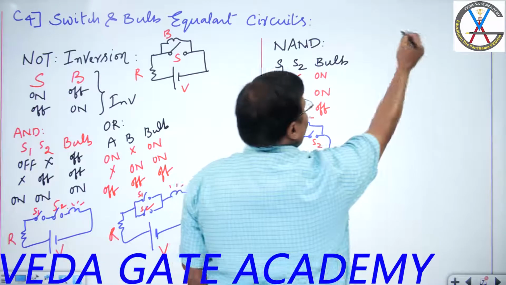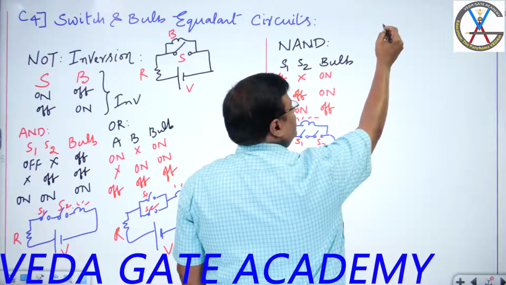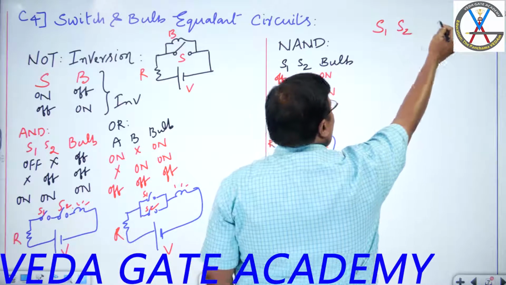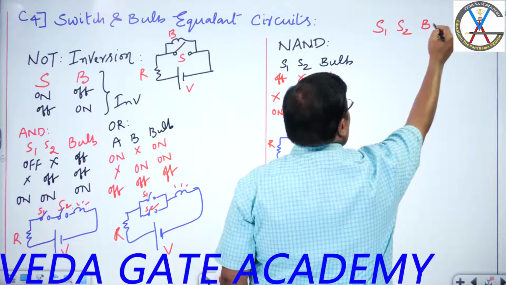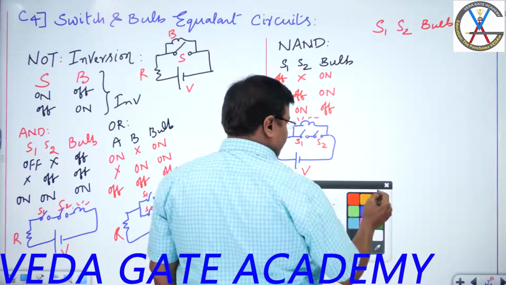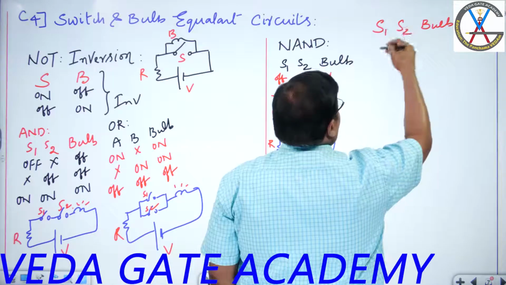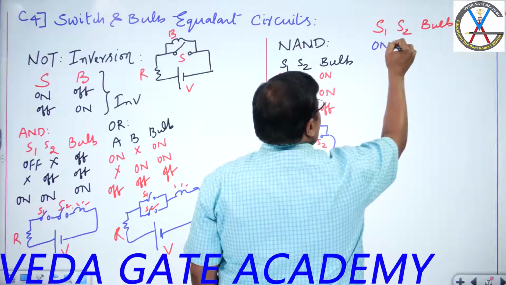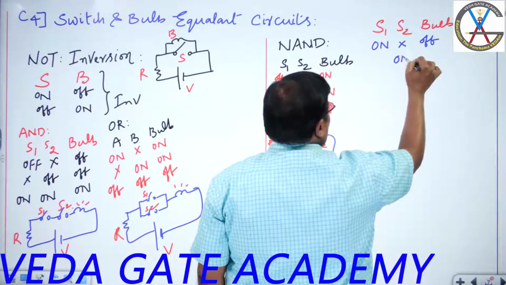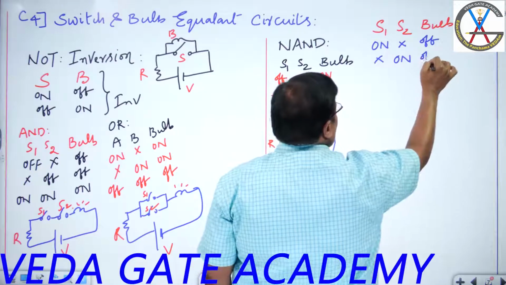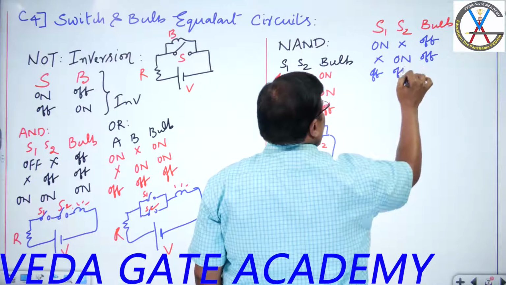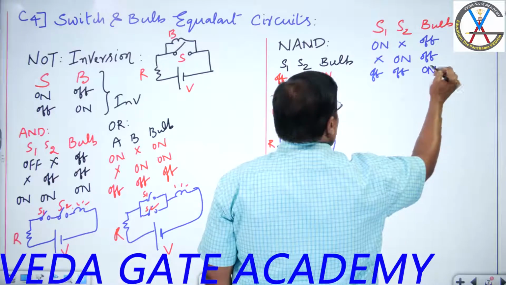And how would you define the switch and bulb relations of NOR? Here are switch 1, switch 2 and bulb. NOR relations: switch 1 is on, bulb is off. Either switch 2 is on, still the bulb is off. When both are off, then only bulb is on. That is how we design here.